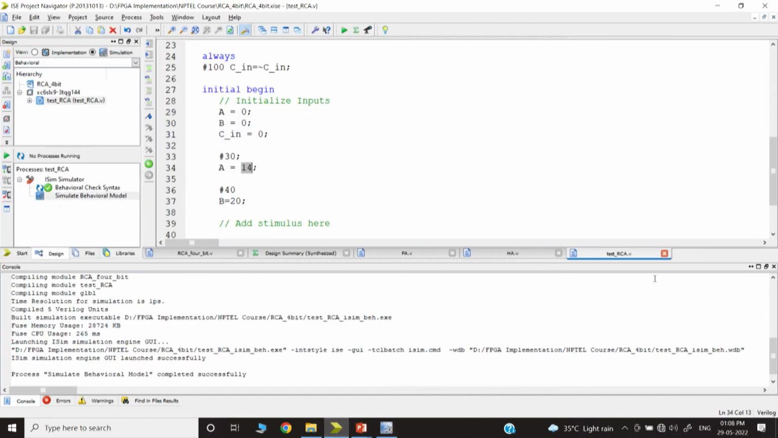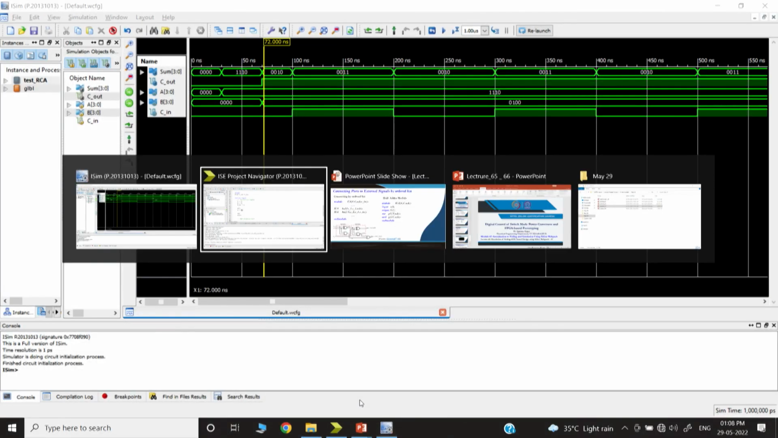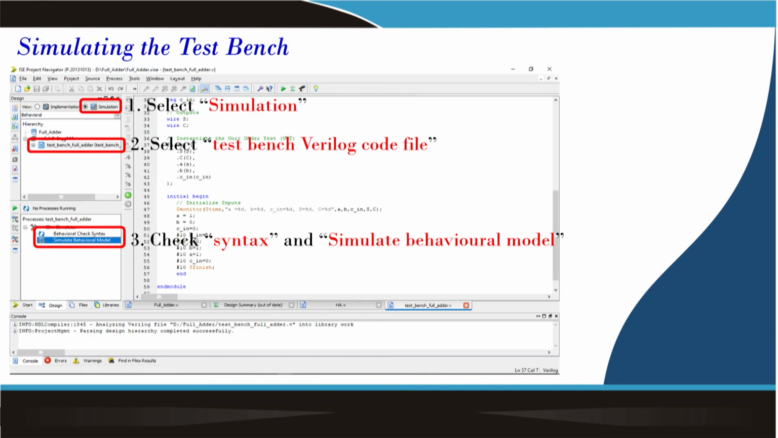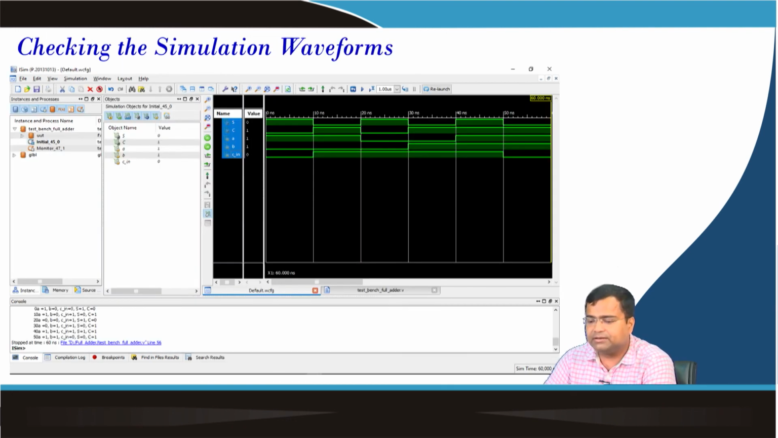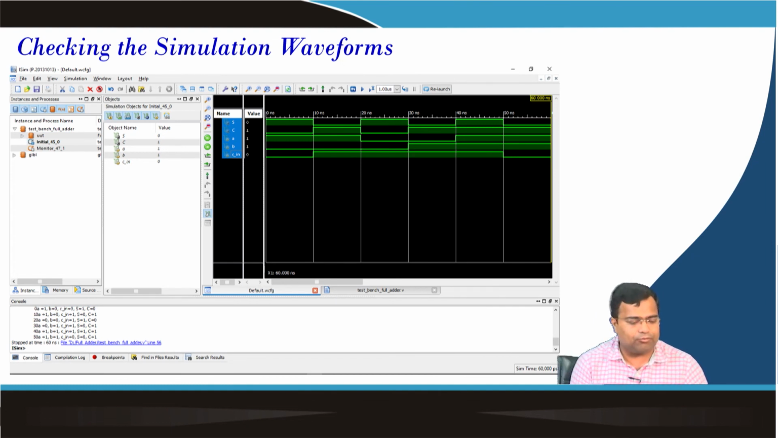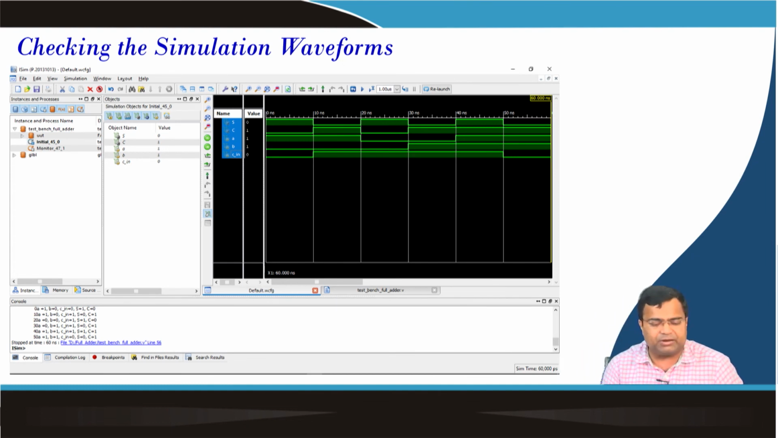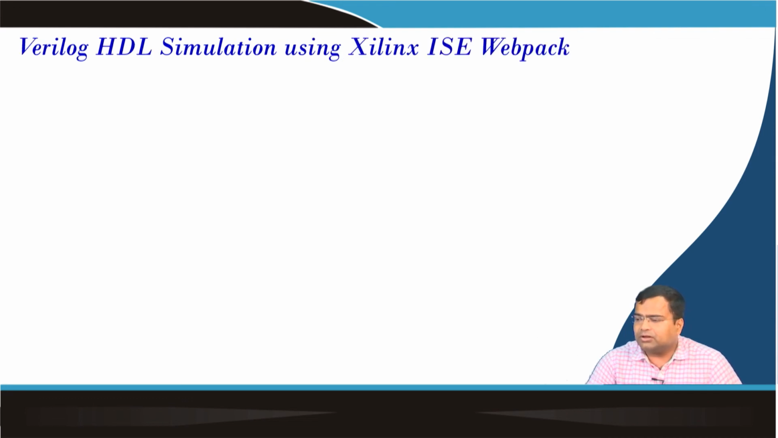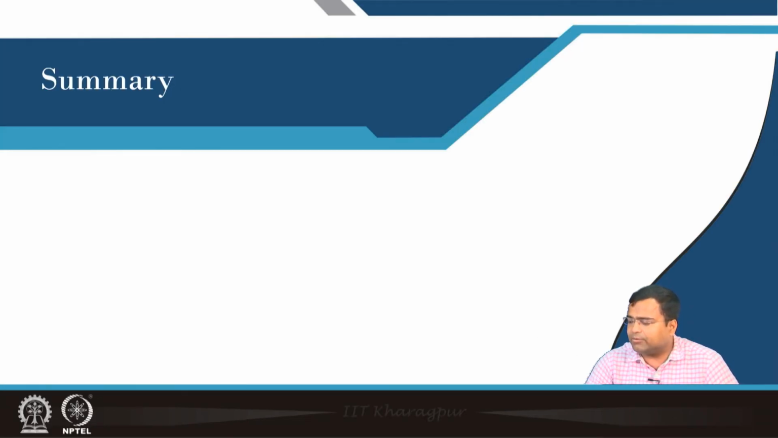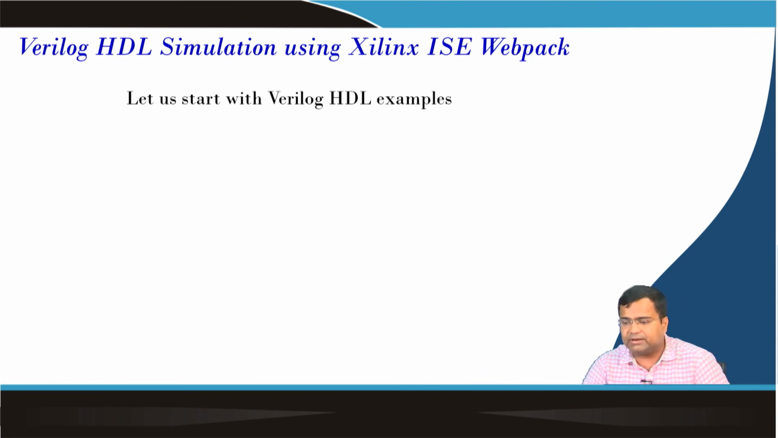And by that way, we have learned how to do behavioral simulation, how to check the timing diagram, and we can customize the timing, and we have checked the simulation waveform. By that way, you can check any logic. In fact, you can check your half adder circuit, you can check your full adder circuit, you can check the full ripple carry adder. So that means we have already discussed that example of the 4-bit ripple carry adder.